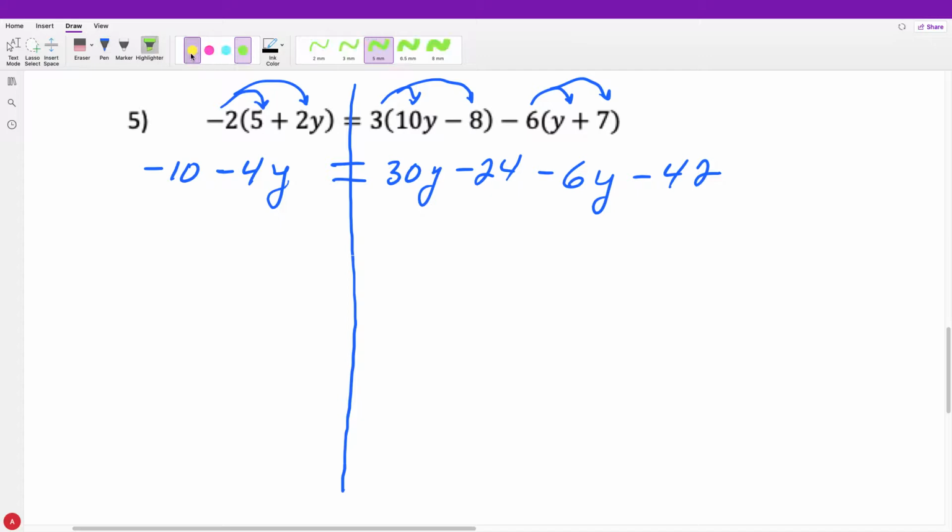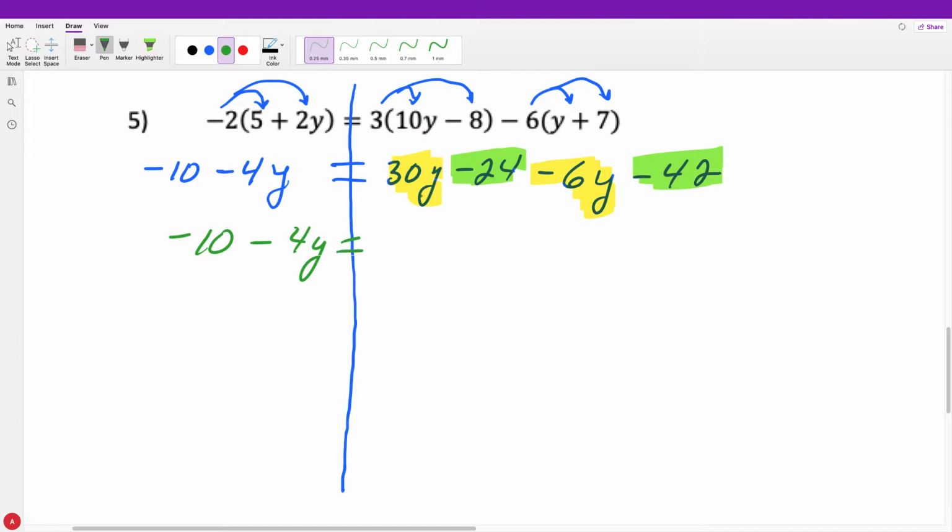Right, now I have variables on both sides, constants on both sides, but what I'm going to do first is see, can I simplify the sides even further? Well, negative 10 minus 4y I can't do anything with. So that means it's already simplified as much as it can. However, on this side, I have like terms with the negative 6y and a positive 30y, and I have like terms with minus 24 and minus 42. So I'm going to go ahead and combine all of my like terms. So negative 10 minus 4y is equal to, well, 30 minus 6 gives me 24y, and negative 24 minus 42 gives me negative 66.